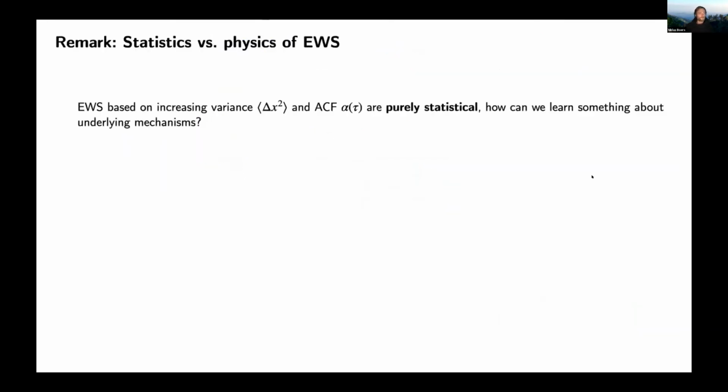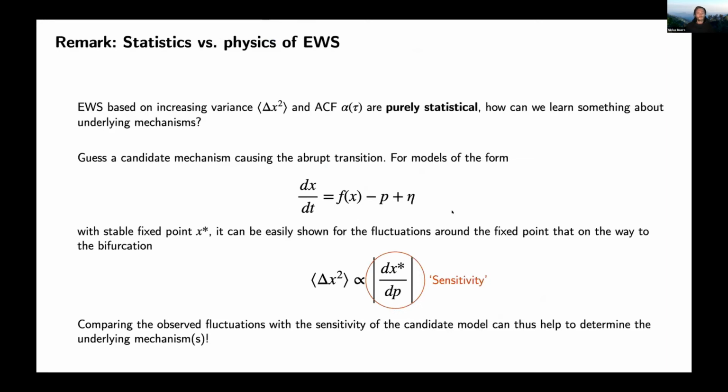One observation is this: take a quite general model of this form, where the derivative of x is given by some function f minus a control parameter p, plus noise. For all models of this form, we can show that the variance is proportional to what I would like to call the sensitivity of the model. We take the fixed point x star, the derivative of the fixed point with respect to the control parameter, and its absolute value, and it can be shown quite easily that the variance should behave proportionally to that sensitivity.